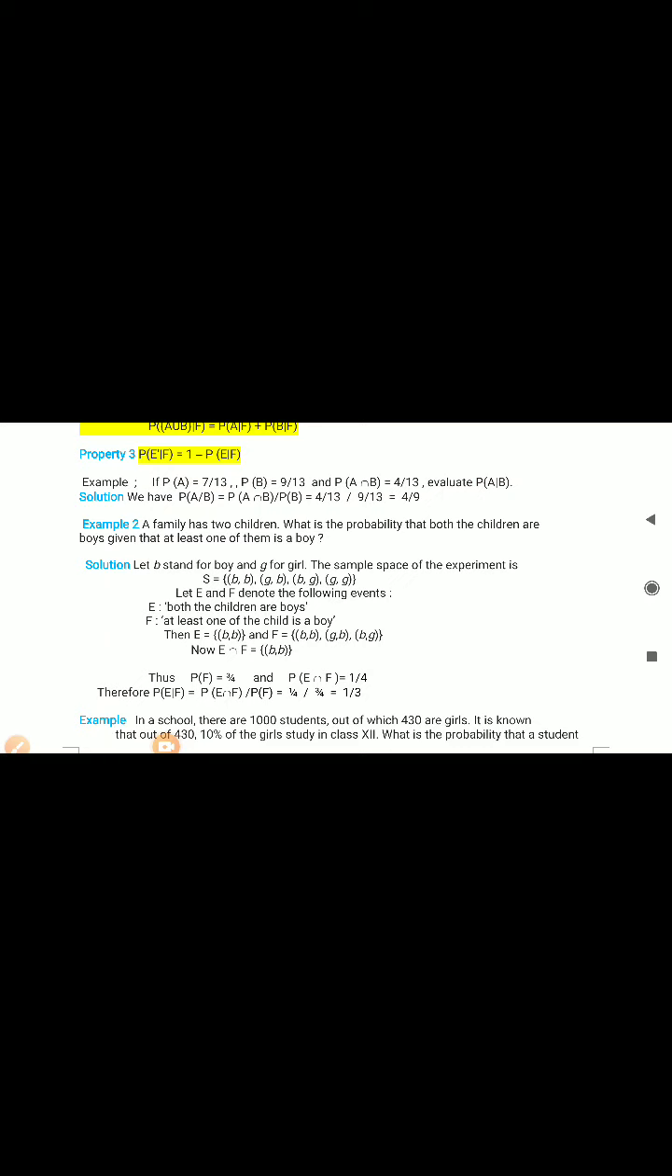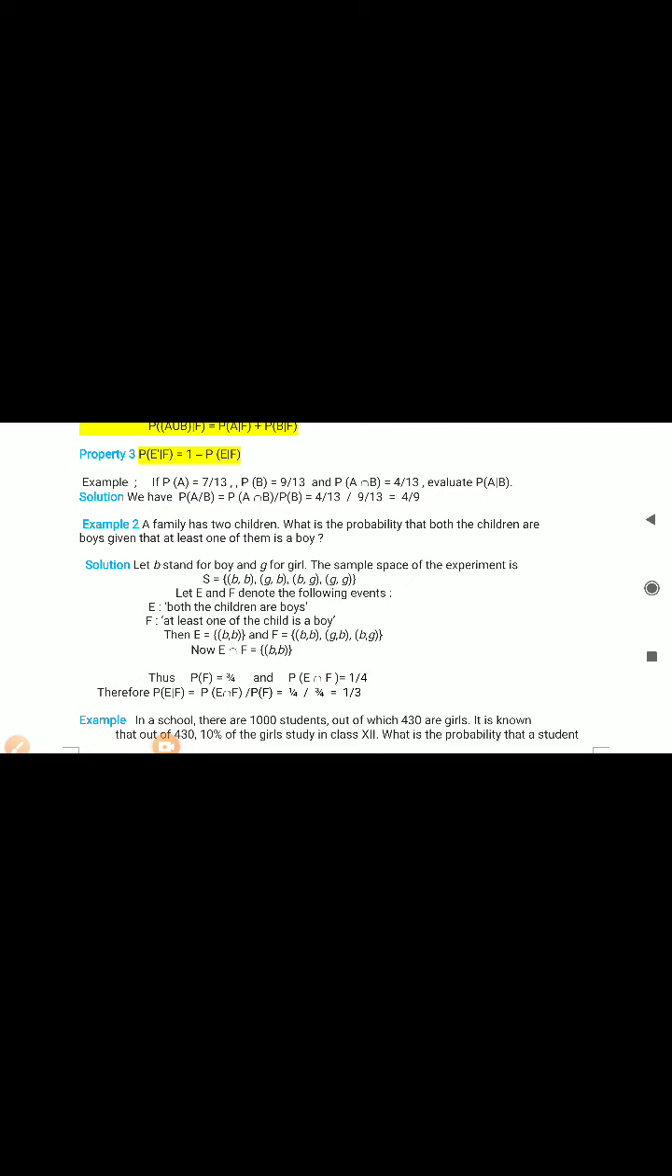Another example: a family has two children. What is the probability that both the children are boys given that at least one of them is a boy? Here are two events. One is both the children are boys, and another event is at least one of them is a boy.